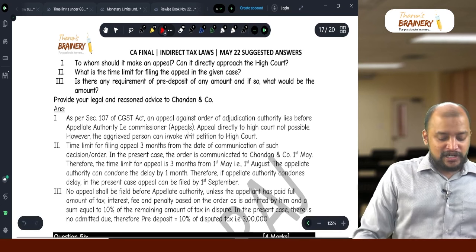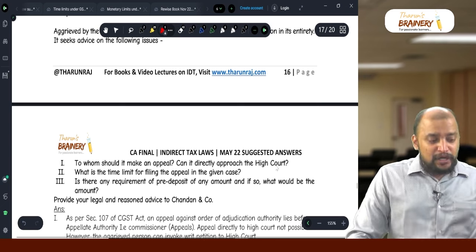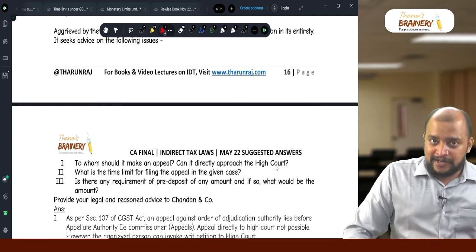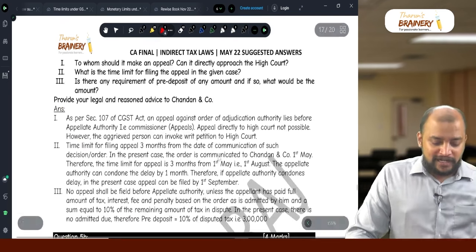Appellate authority, Commissioner (Appeals). Can an appeal be directly made to the High Court? No. When there is an appeal route available, you cannot go to the High Court directly. However, using a writ petition, we can go to the High Court. That point we can write.